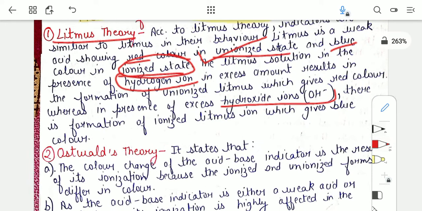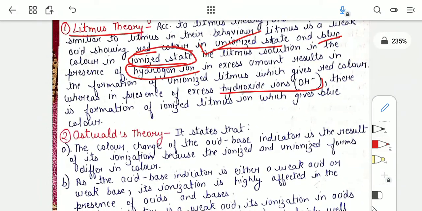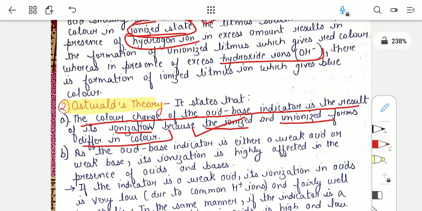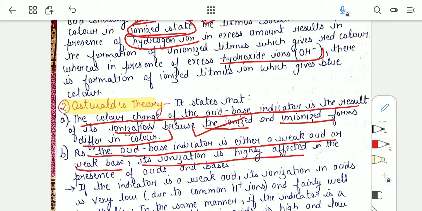Now let us begin with the next part, which is the Oswald's theory. This theory states that the color change of the acid base indicator is the result of its ionization, because the ionized and the unionized forms are different in color. This is also quite similar to the litmus one only. As the acid base indicator is either a weak acid or a weak base, its ionization is highly affected in the presence of acids and bases.